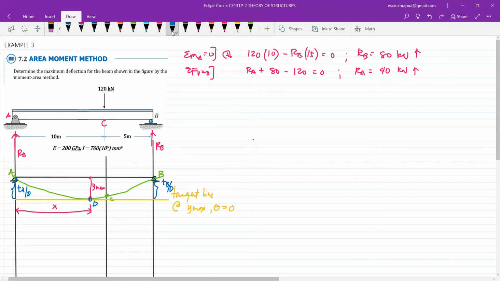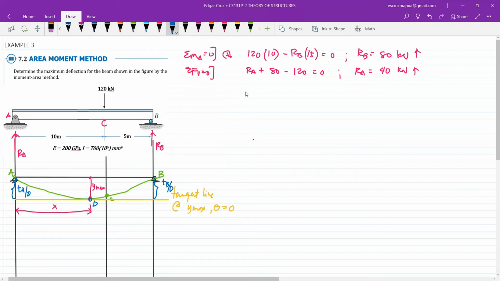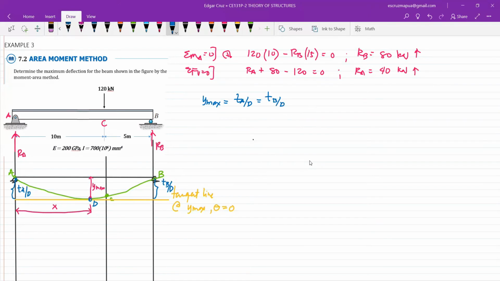So what we can do here is, pwede tayo dun mag-start ng equation, no? Let's say Y max is just equal to T A slash D, or it could also be equal to T B slash D. Yan yung working equation natin. Now, let us draw the moment diagram muna by parts.